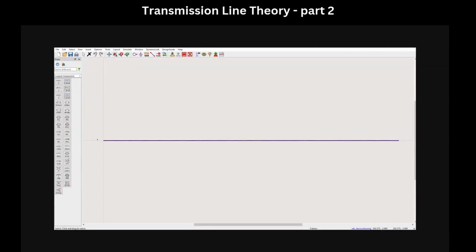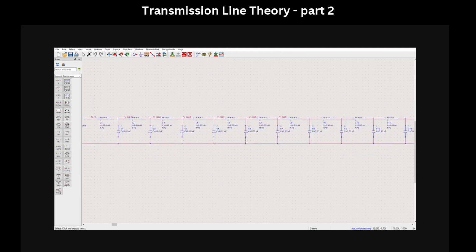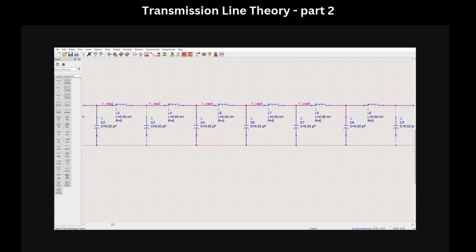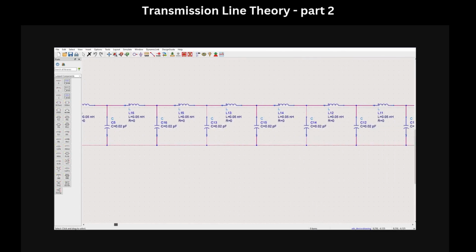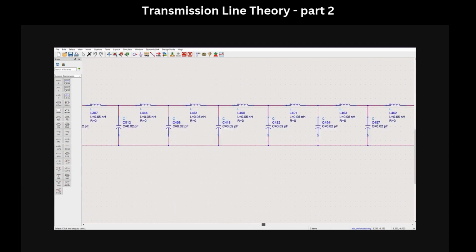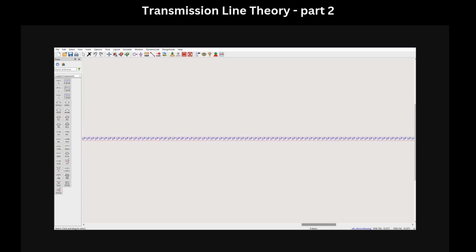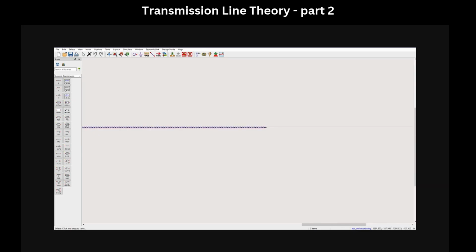Suppose we have a transmission line of 50 ohm characteristic impedance. To see what exactly happens inside that line, we will insert its equivalent circuit into the simulator, 500 sections of series inductors and shunt capacitors. The value of each inductor and capacitor is 20 picohenry and 20 femtofarad respectively. The more sections we have, the more accurate the model. But this is more than enough to get insight into what's happening inside the line.